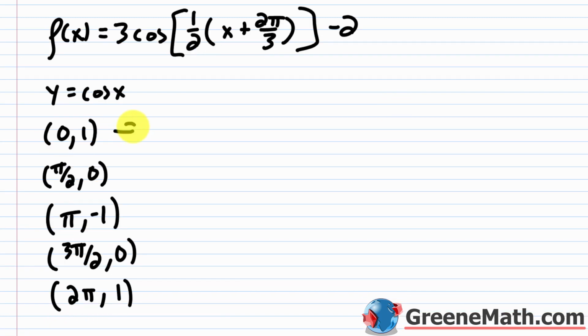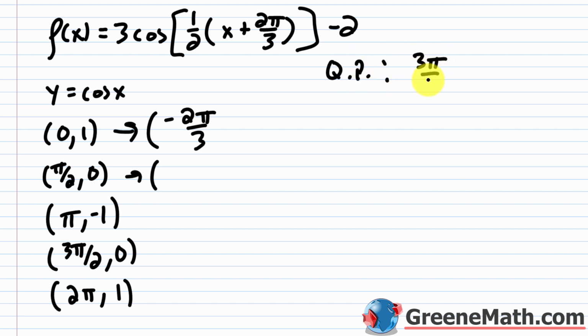Okay, so for the first thing, we're going to just use the phase shift. Again, you have minus 2 pi over 3 here to undo what's being done to x. So this is minus 2 pi over 3. I'm going to the left by 2 pi over 3. To get the next x value, you're going to add a quarter period. The period was 4 pi, so a quarter period is pi. You might as well say it's 3 pi over 3. So negative 2 pi over 3 plus 3 pi over 3, that would give me pi over 3.